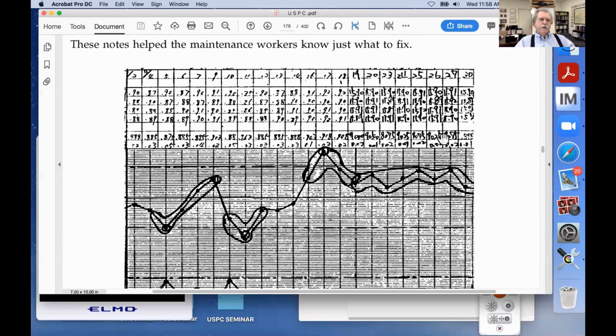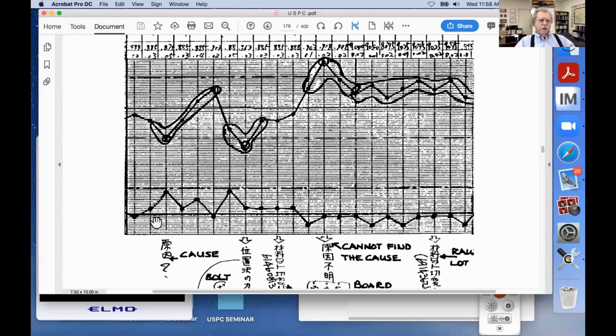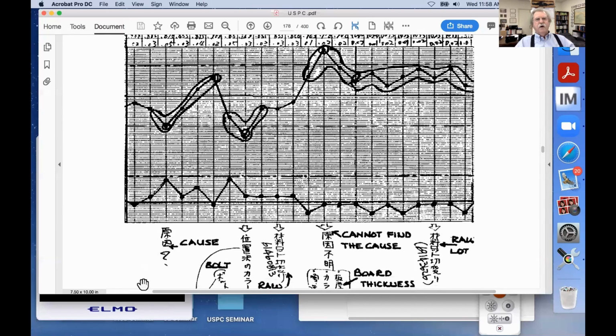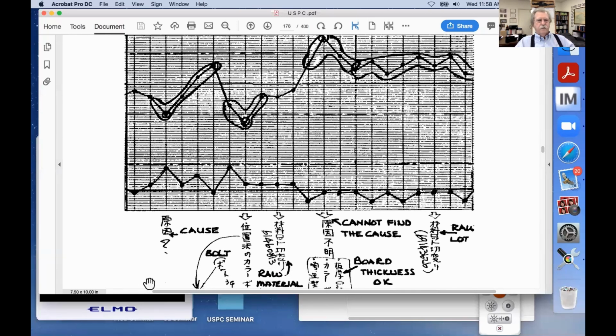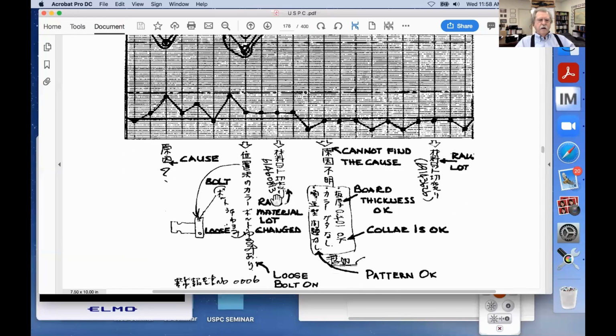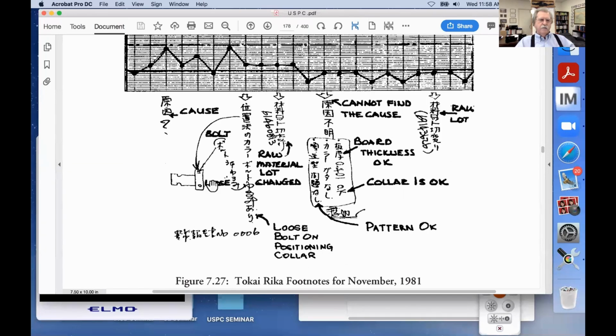Well, a question mark looks the same in Japanese as it does in English. Can't always find the cause. So here's a point out, loose bolt on positioning collar, and he draws a diagram. Right there, that's the bolt that's loose.